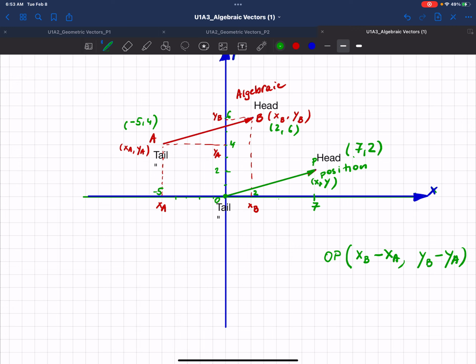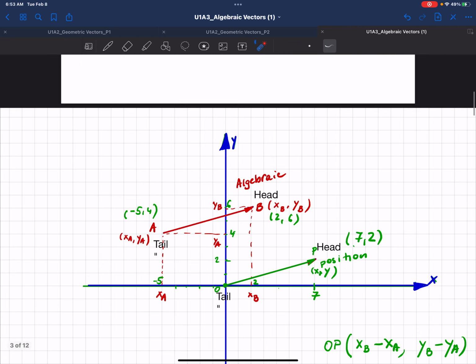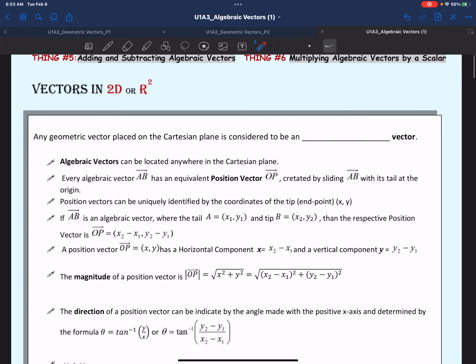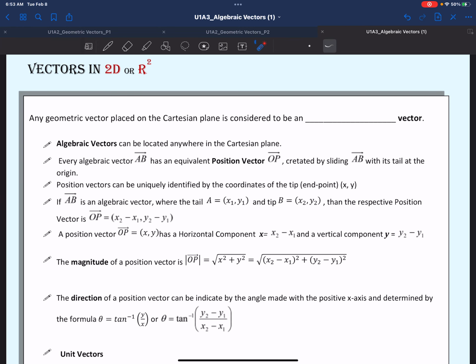So if we are given an algebraic vector, described by both coordinates of the tail and the head, then the respective position vector will have the coordinates xb minus xa, so the x at the head minus the x at the tail, and yb minus ya, so y at the head minus y of the tail. So let's take a look at our summary, and go over all we talked about so that we can understand the summary better.